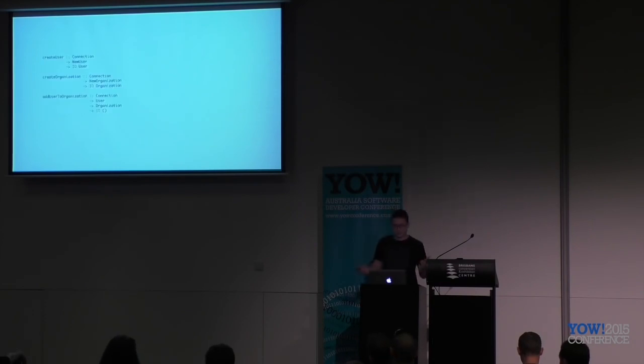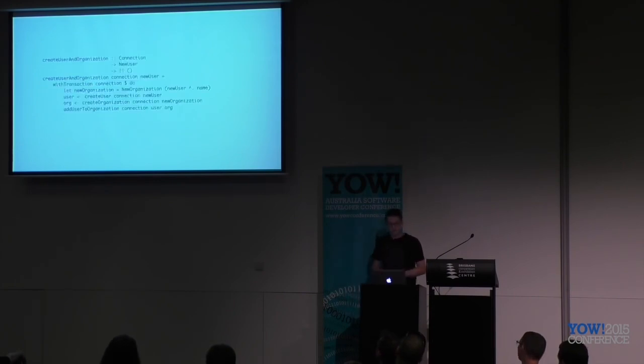Then we start creating some more of these. So we have a function to create an organization, which is going to take a connection and some organization, and then maybe a function to add a user to a particular organization. Then when we compose these together, we wrap this in a transaction. So this is our sort of reusable query that is made up of subqueries. We're explicitly wrapping this in a transaction.